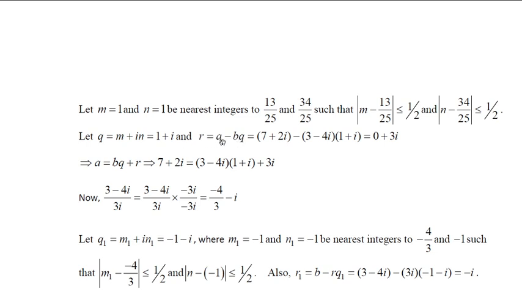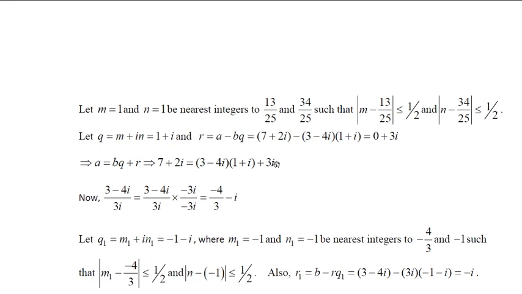And your R is equal to A minus BQ. What is your A? Your A is 7 plus 2i, minus, what is your divisor B? 3 minus 4i. What is your quotient? 1 plus i. If you multiply and subtract these two, you will get 0 plus 3i. So your first remainder is 3i. So your A is equal to BQ plus R, which is this.